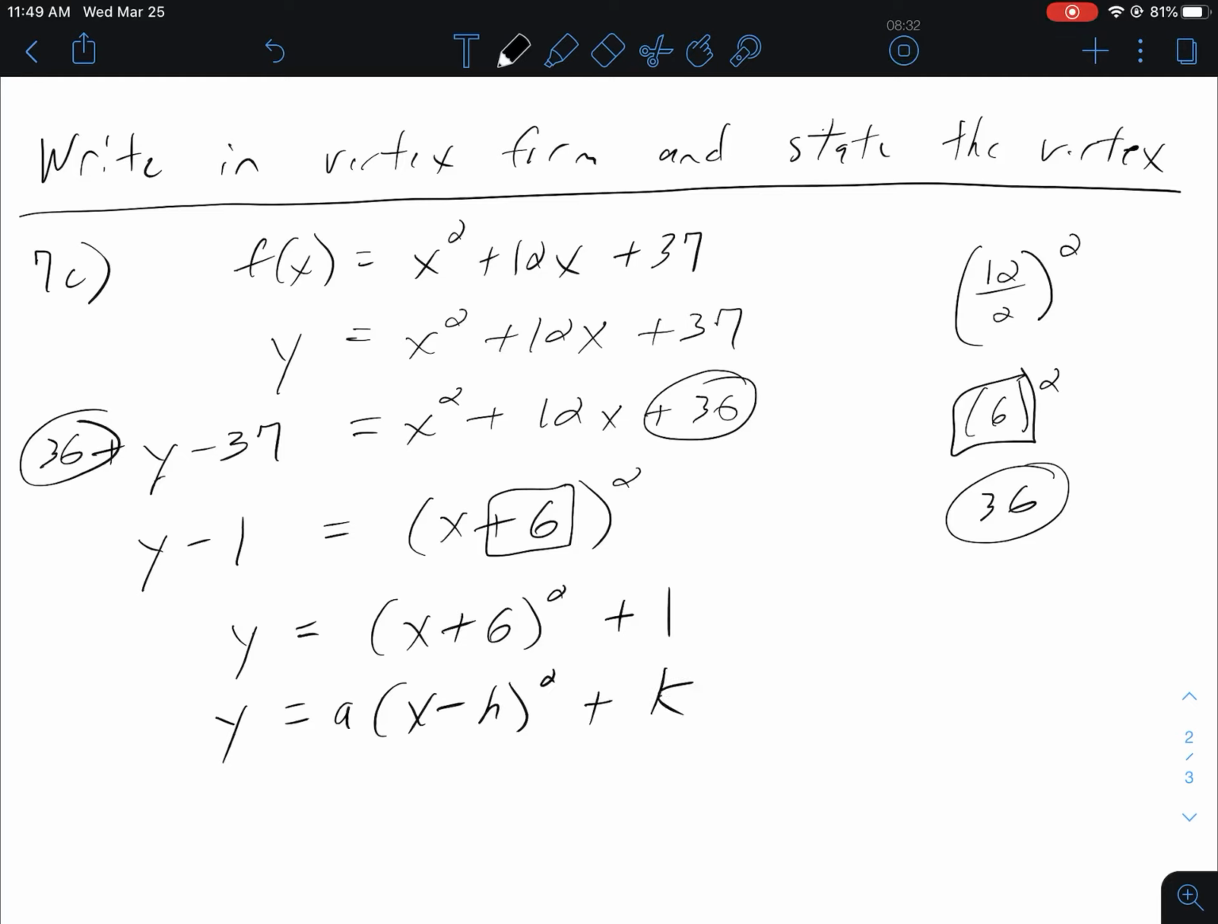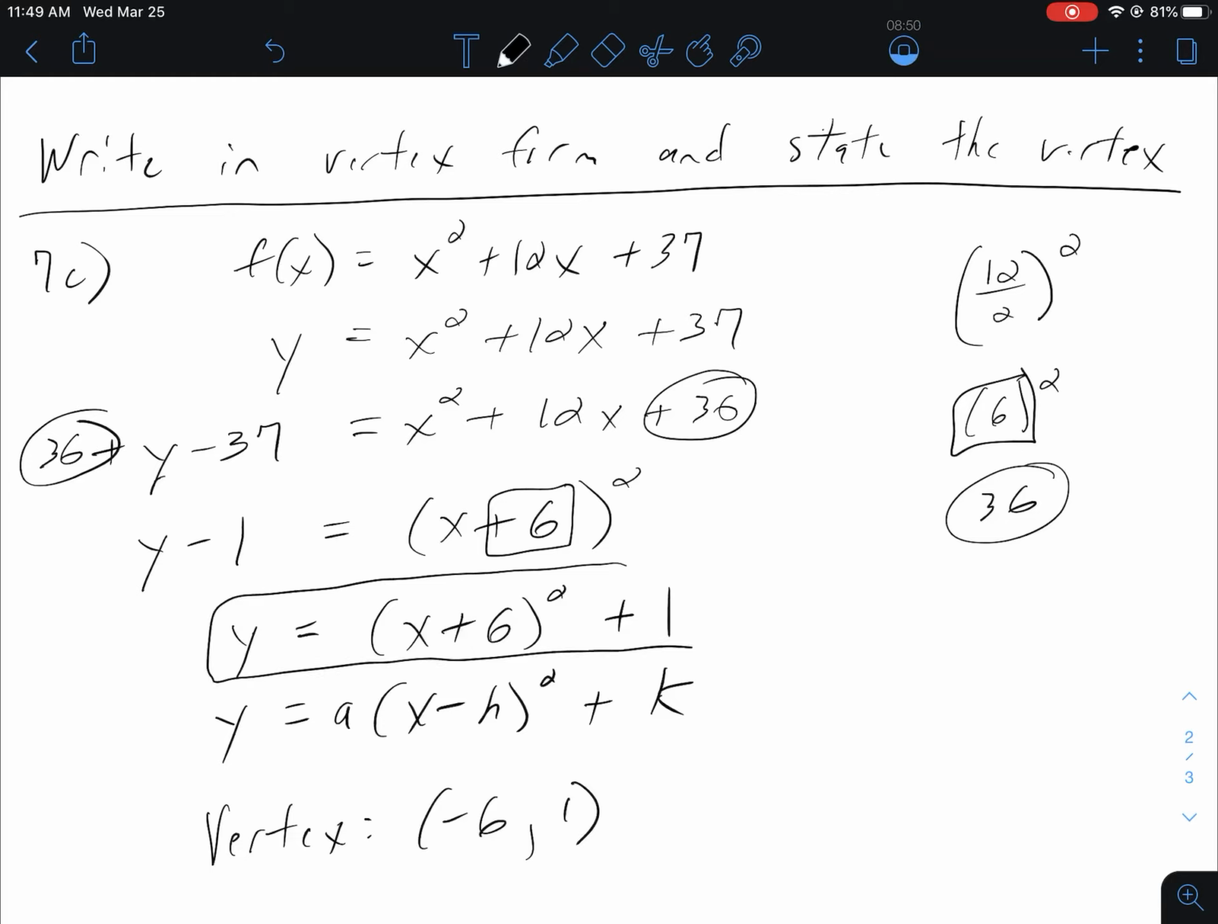Okay, now from there you can also pretty easily pull out your vertex. Your h is going to be a negative 6. Okay, and then k would be a positive 1. So there is your equation in vertex form, and there is your vertex.